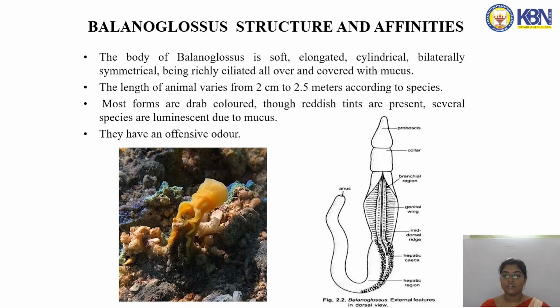This is the structure of Balanoglossus. The top part is called the proboscis and this is called the collar. Internally we can observe the branchial region, and here we can observe the genital wing. This middle layer is called the middle dorsal ridge. This is called the hepatic caecum. This one is the hepatic region. The last portion of the body is called the anus.